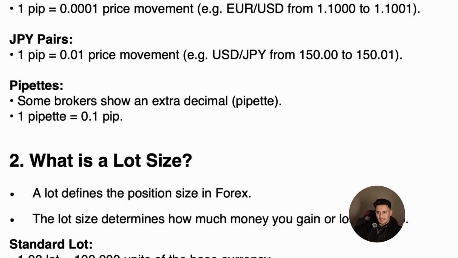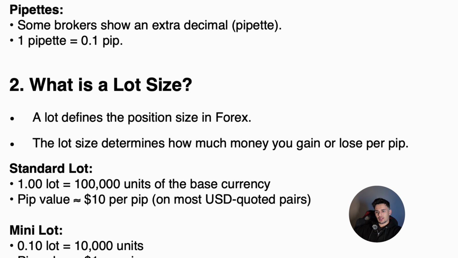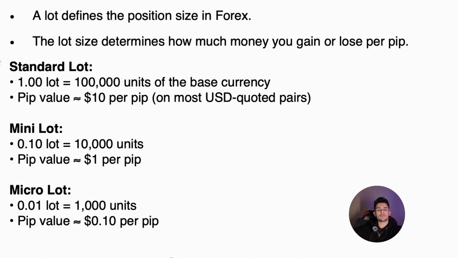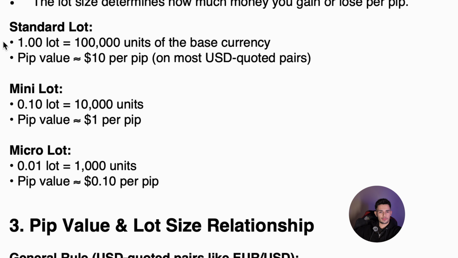What is a lot size? Lot size is very important. The lot size defines the position size in Forex in general. So we have the standard lot, it's one lot. It equals 100,000 units of the base currency. That means if you're trading with one lot, the pip value is $10 per pip, as I said, on most USD quoted pairs.